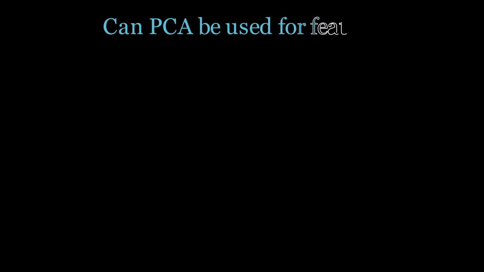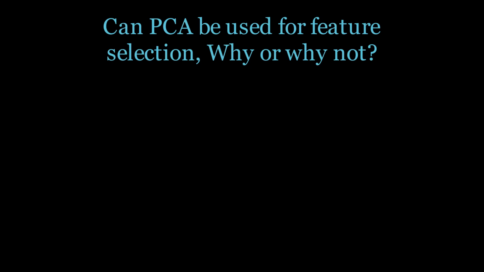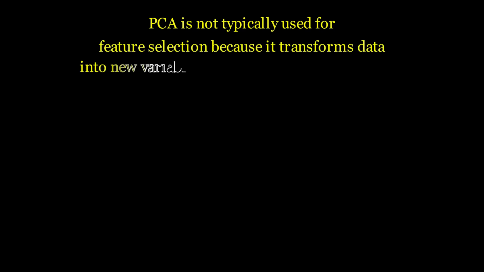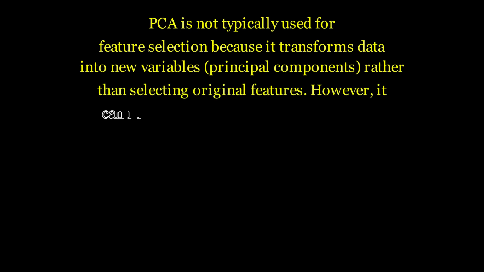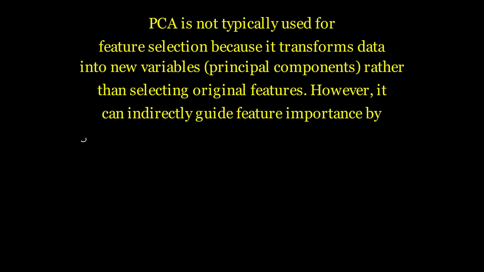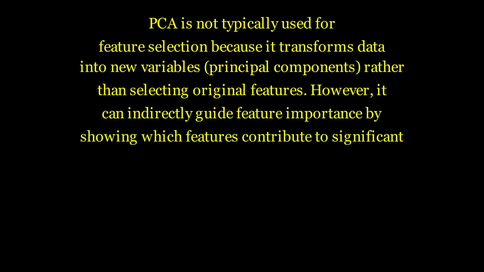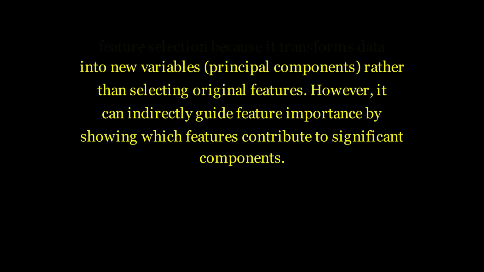Can PCA be used for feature selection? Why or why not? PCA is not typically used for feature selection because it transforms data into new variables, principal components, rather than selecting original features. However, it can indirectly guide feature importance by showing which features contribute to significant components.